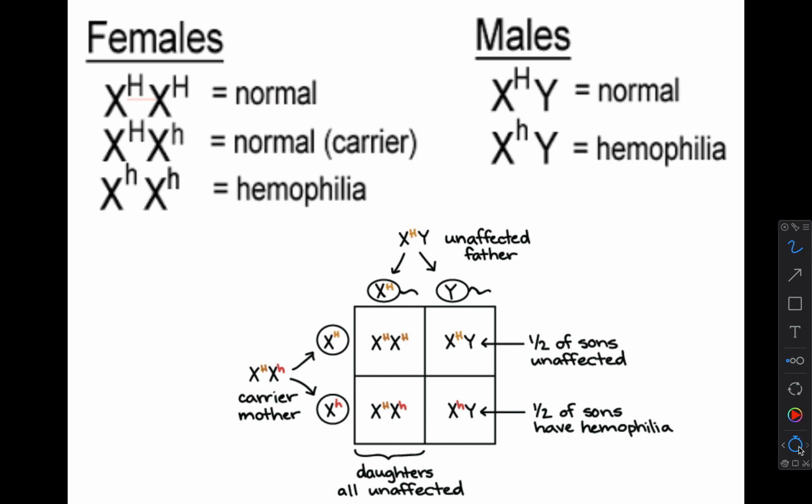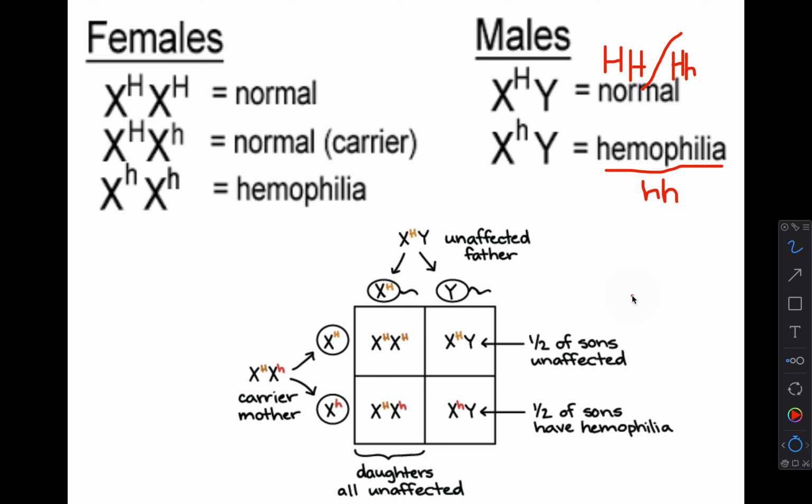Our example here is hemophilia. If you have hemophilia, that's recessive, so you're going to be little h. And if you don't have hemophilia, that's dominant, so you'll be big H, or big H, little h. Those are your options. If you have big H, you do not have hemophilia, and if you have little h, you do have hemophilia.